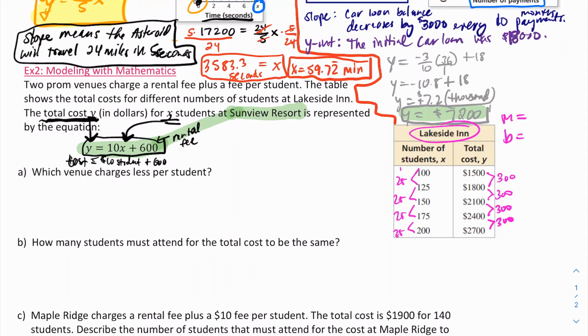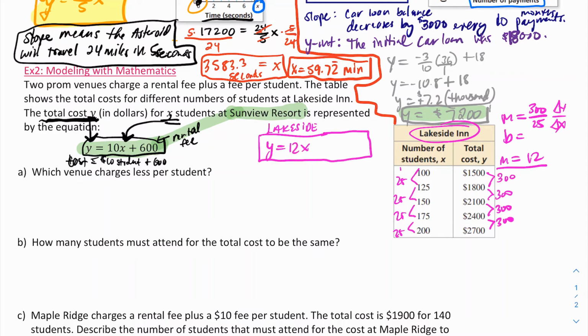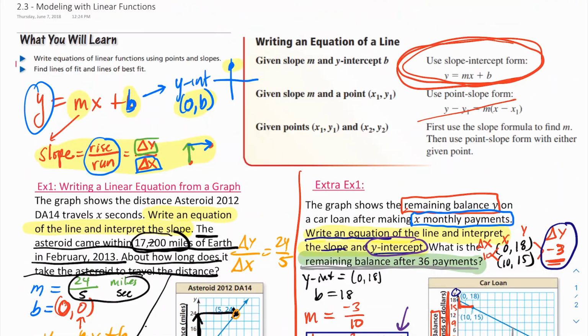So that means that your slope is 300 over 25. Remember, it's change in Y over change in X. And if you reduce that, that would be 12. Okay? So the slope is 12. So for the Lakeside, you're going to have Y equals 12X. That means that it costs $12 per student for Lakeside. And then we still don't know the y-intercept yet.